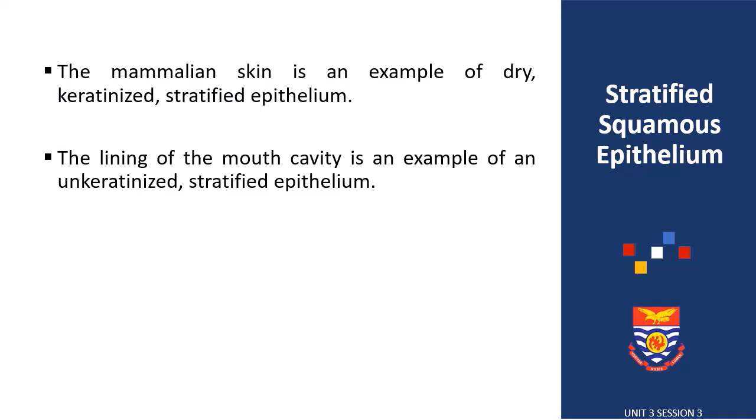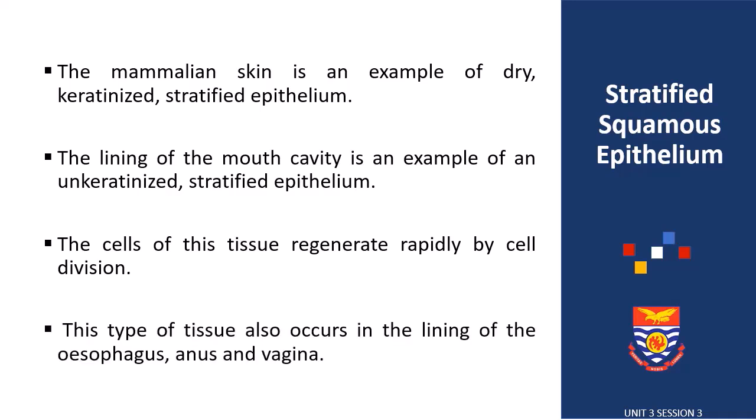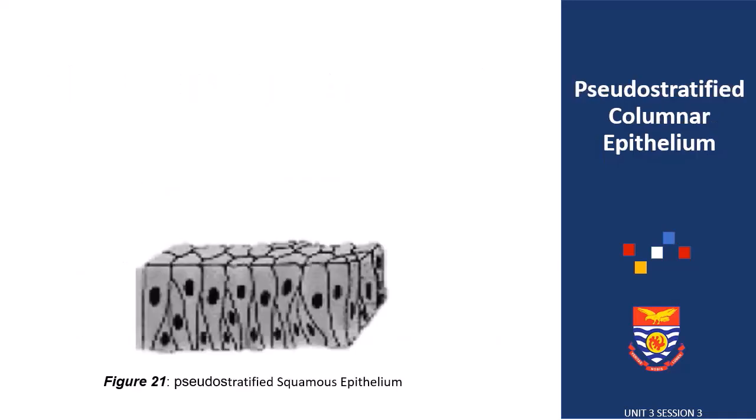The cells that make up this kind of tissue are able to regenerate rapidly and undergo cell division. The new cells that are formed are pushed outward and replace those that are shed off. This type of tissue also occurs in the lining of the esophagus, anus, and vagina. So far from our discussion, there are exceptions to the three shapes and the two different arrangements of layering of epithelial tissues that we've looked at.